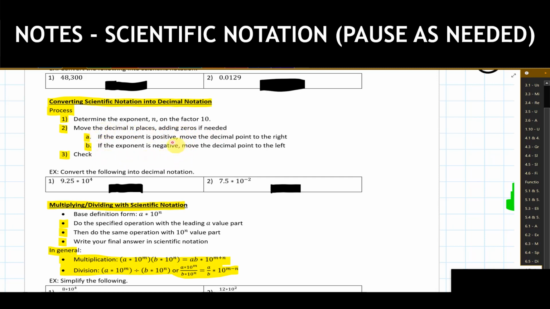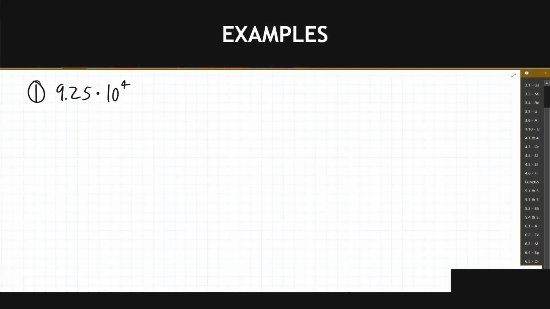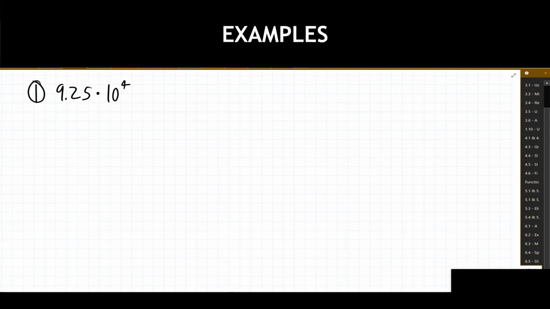If it's positive, the decimal is going to move to the right. If it's negative, the decimal is going to move to the left. We'll take a look at these two examples to see how that plays out. Looking at our first example, we're going to convert 9.25 times 10 to the fourth power into decimal notation. Now remember, decimal notation is just our standard way of writing these things out.